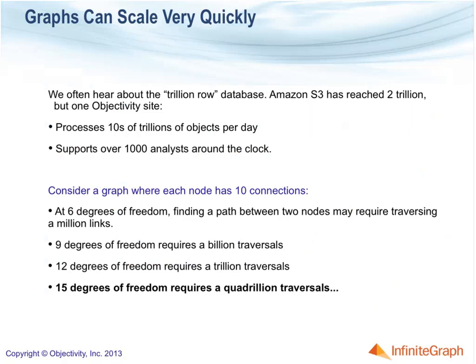And if you look at the fan out, if everything was regular and every node had 10 connections to other nodes and each of those did and so on, at 6 degrees of freedom, the 6 degrees Kevin Bacon, if you like, you may have to traverse a million nodes, a million links at worst, to look at that information and find what you want. And it goes up very rapidly. So at 9 degrees, you're up to a billion. 15 degrees, you're up to a quadrillion. Imagine doing a quadrillion individual join operations on even an extremely large relational database engine. It's going to take some time.